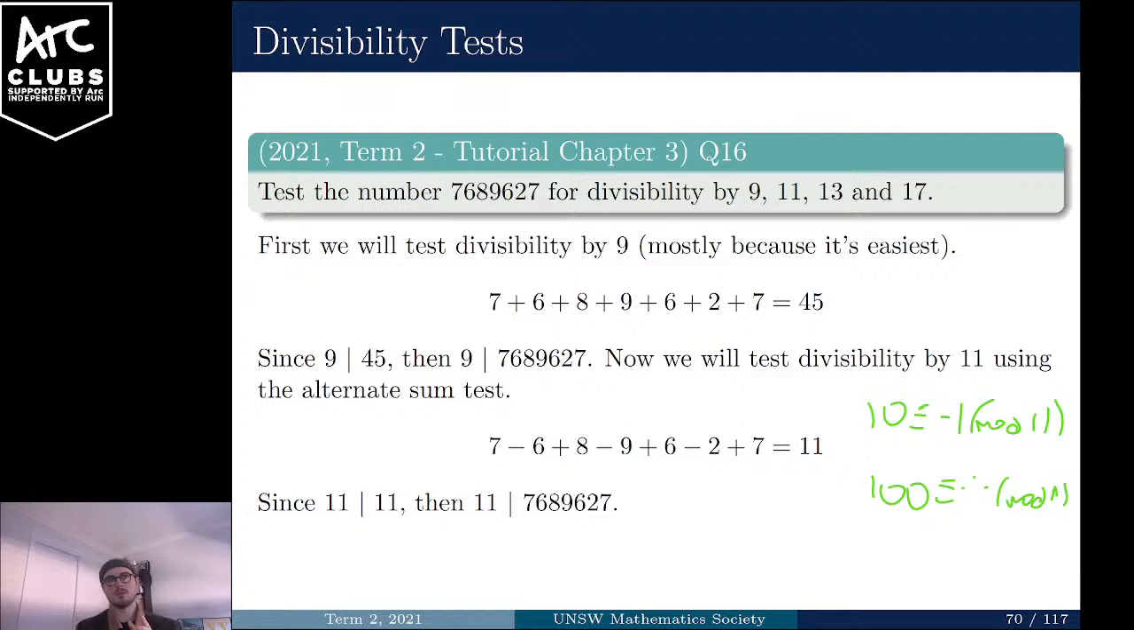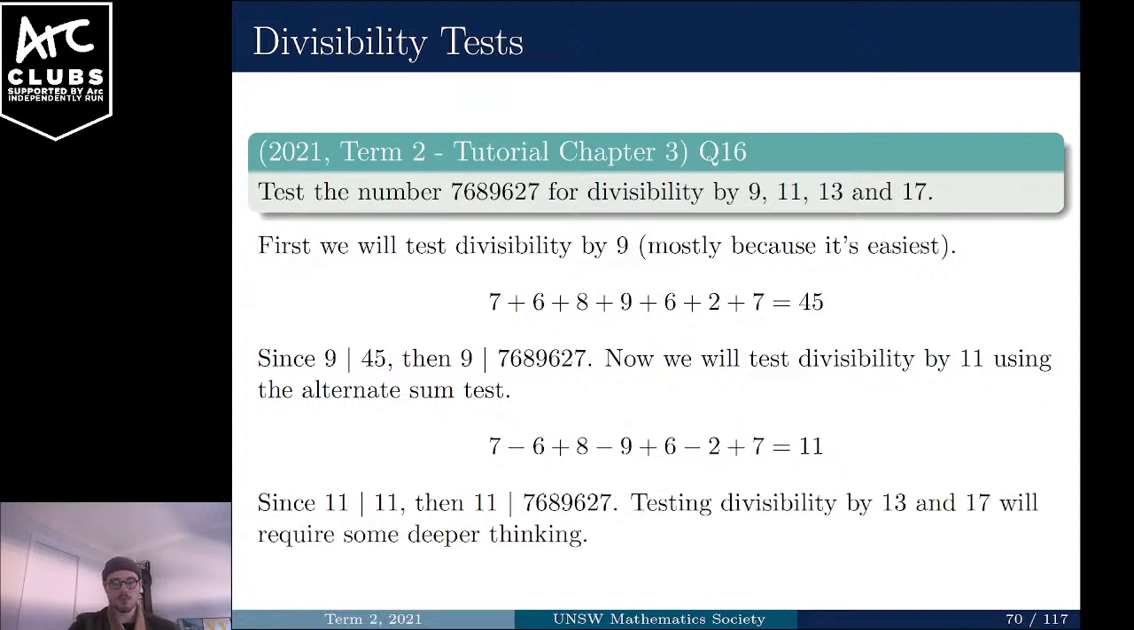Sorry, that's what I was trying to say before. As long as you're consistent, it doesn't matter if you start with a negative or a plus, because that's just like multiplying the whole thing by -1, and you're going to still get the same divisibility property regardless. Cool. So in this instance, we find that 11 is divisible by 11, which is good. It's a bit of a sanity check there. And then we concluded the original number is divisible by 11 as well. So we move forward. Testing divisibility by 13 and 17 will require some deeper thinking.